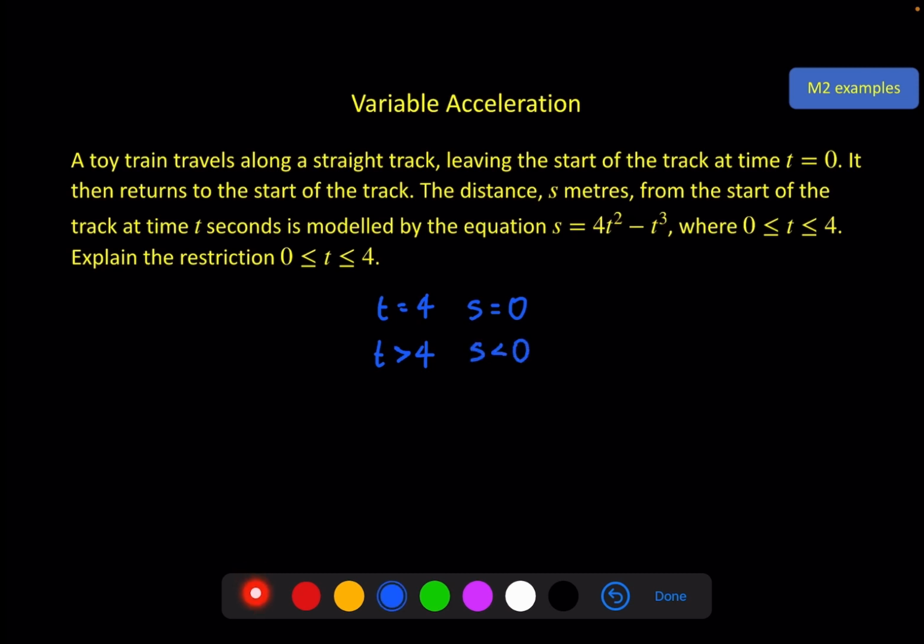In the previous example, that would not necessarily have been a problem. Displacement can be less than 0 because displacement is a vector. But in this case, we're told it is a distance, and distance is a scalar and cannot be negative.